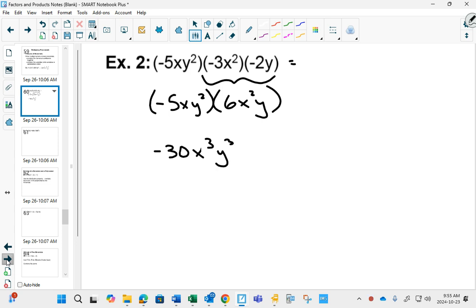Do some of you feel like you could do the multiplication of the numbers all at once? Negative 5 times negative 3 times negative 2 and get negative 30. And then do all your variables. How many x's will I have? 3 of them multiplied together. How many y's will I have? 3 of them multiplied together. So when you have more than one, you have options. You can break it down and just do 2 at a time and keep going until you're done. And if you feel comfortable, you can do more at once.